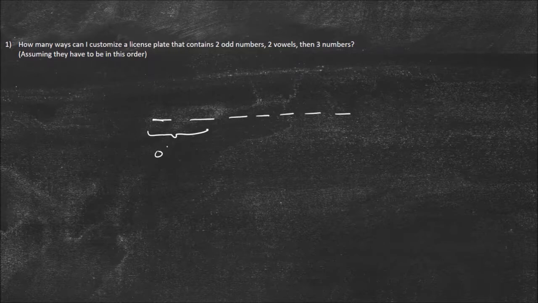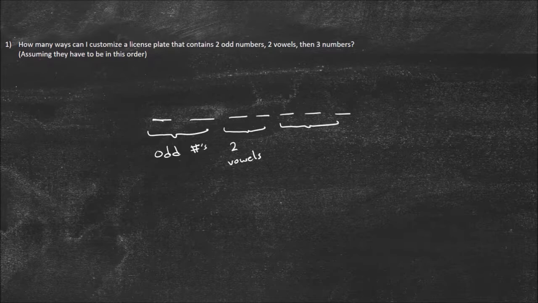So we've got 7 characters in all, so I'm going to write my little dashes here, and then I'm going to put the number of choices for each one. So 1, 2, 3, 4, 5, 6, 7. Now I've got 2 odd numbers first, and then I have 2 vowels. And then I've got 3 numbers with no restriction. So how many different ways can I customize this?